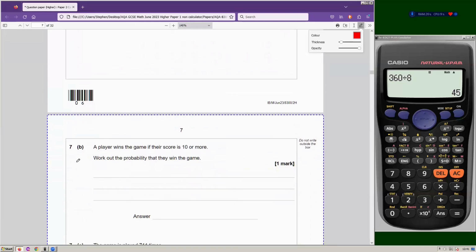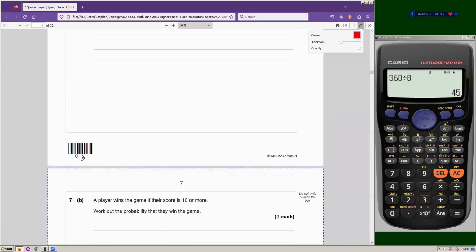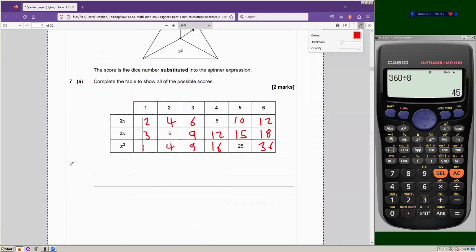A player wins the game if their score is 10 or more. Work out the probability that they win the game. Okay, so we need everything that's 10 or more. That's going to be 1, 2, 3, 4, 5, 6, 7, 8. It's 8 out of how many? Well, this is 6 by 3. 8 out of 18 equals 4 out of 9, isn't it? 4 out of 9.